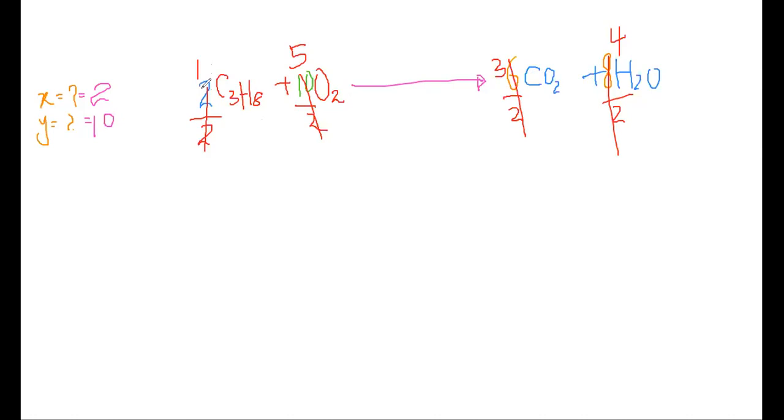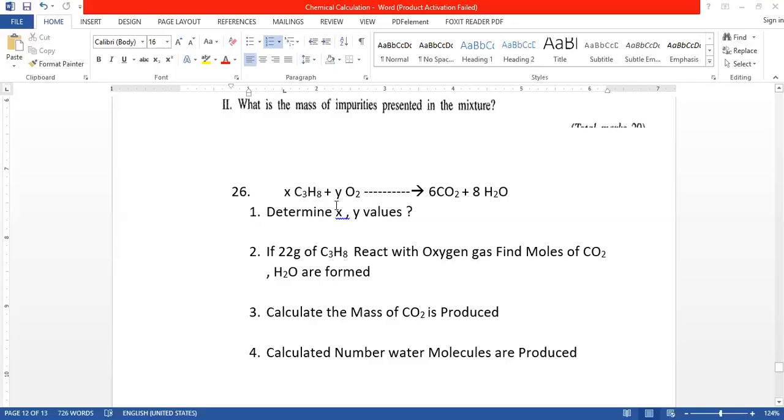The question asked what? The question says, determine the x and y value. Determine. You don't need to calculate. Determine means, in Tamil, I can say it, I'm really sorry if you don't understand this Tamil. You don't need to do any mathematical calculation.